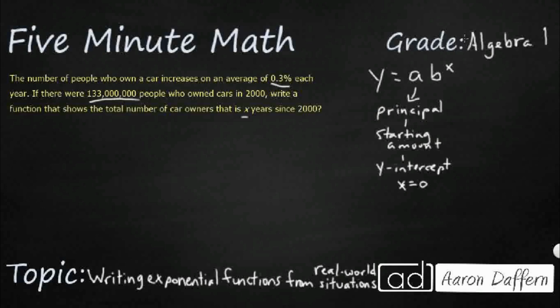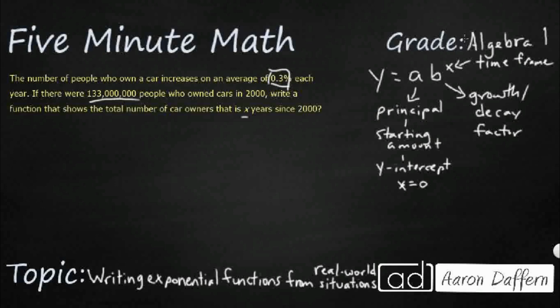Okay, so this b is going to be your growth, or sometimes your decay factor. So how much is it going up? How much is it going down? In this case, we've got this increase of 0.3% each year. And then x is typically your unknown. That is, in most cases, going to be your time frame. In these situations, how many years, weeks, months. And that's the exponent, because this growth is not linear, it's not quadratic, it's exponential growth. So that x is going to be your unknown time frame.